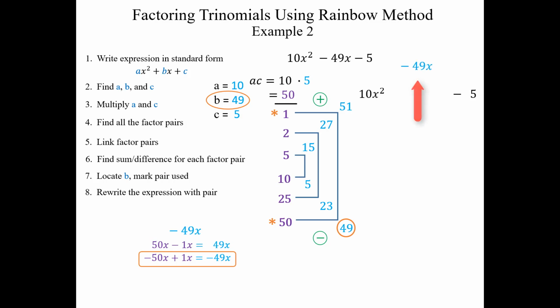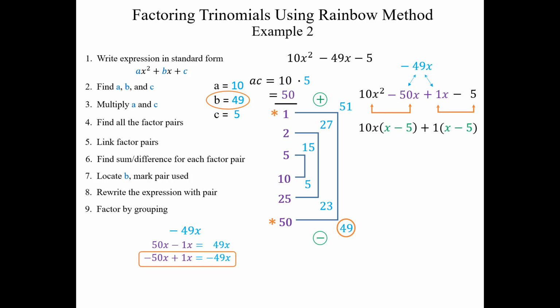So minus 49x is what we're trying to express. We're going to express that with the minus 50x plus 1x. When they combine together, that gives us the 49. Now let's factor by grouping. Our first group, 10x squared minus 50x. The second group will be 1x minus 5.